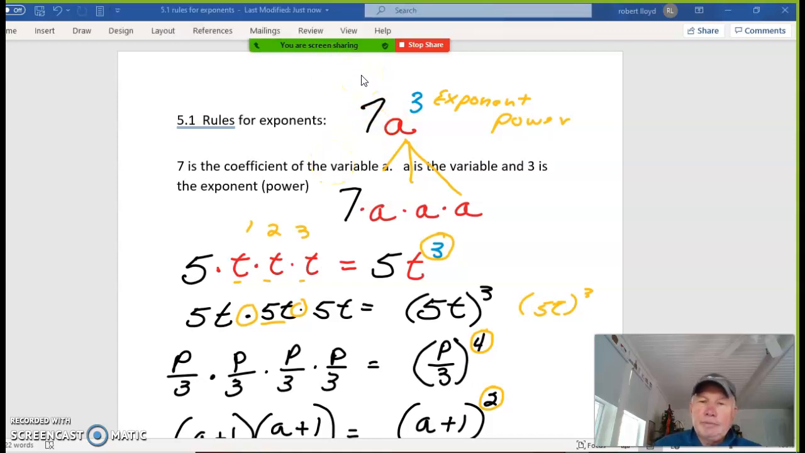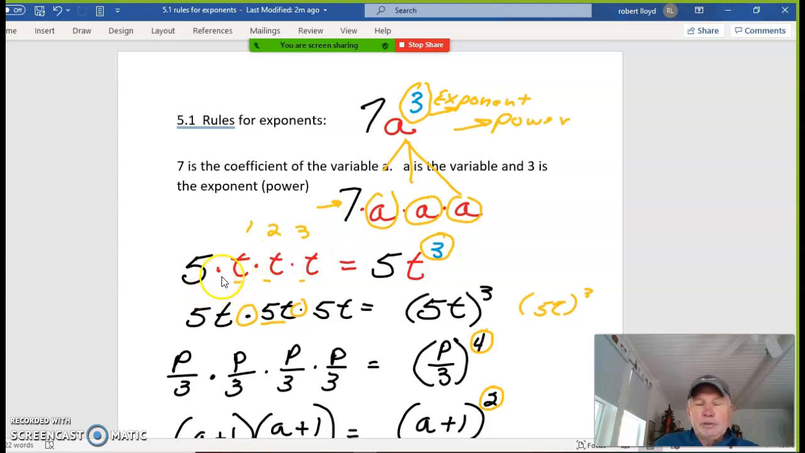So when we have a term like 7a to the third power, or cubed, we say that the 3 is the exponent or the power. What that means is that there are 3 a's all multiplied together. That's where the 3 comes from. All an exponent means is repeated multiplication. Notice that the 7 is not to any power, so it just stays 7. And that is the coefficient, as a little review, tells you how many a to the thirds you have.